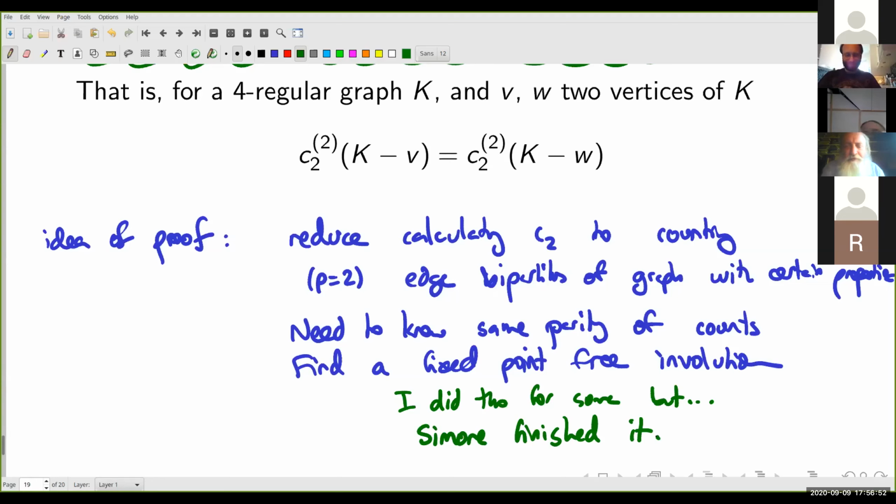And now I think some people feel that we're never going to get it for higher p, because in the case of general p, they're not bipartitions anymore. They're partitions into two p-1 parts. And they're not of the edges, they're of p-1 copies of the edges. And you know, that's more annoying.